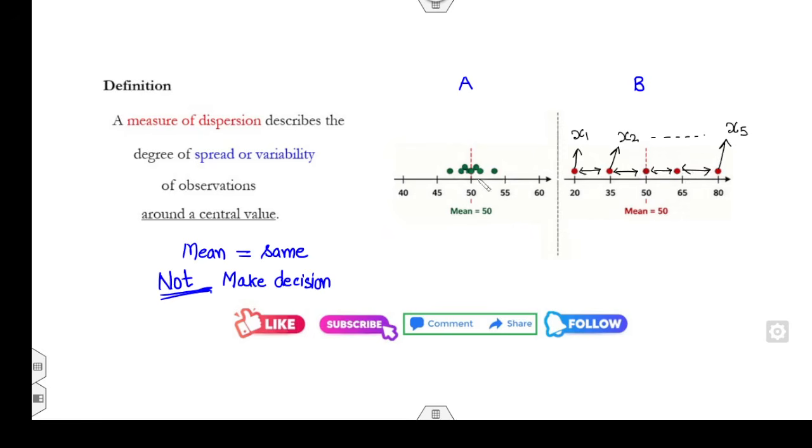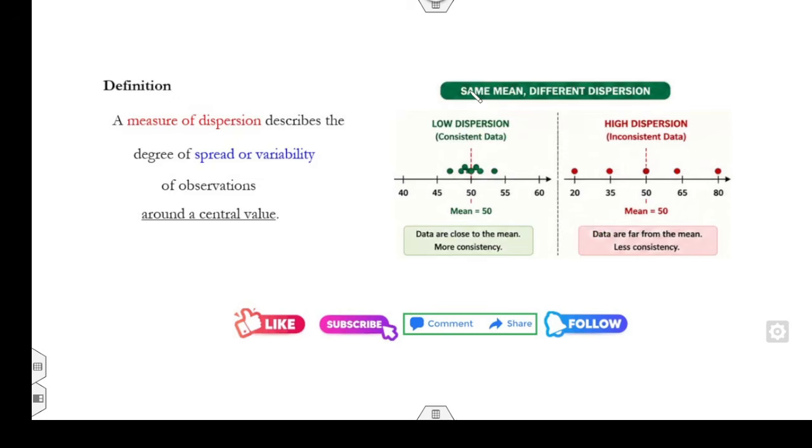Fine. On the other hand, if you look at these green dots, clearly there is a very small gap, or you can say there is very little spread between them. Once there is less spread, you can say there is less dispersion, or low dispersion, in case study A, while there is high dispersion in case study B.